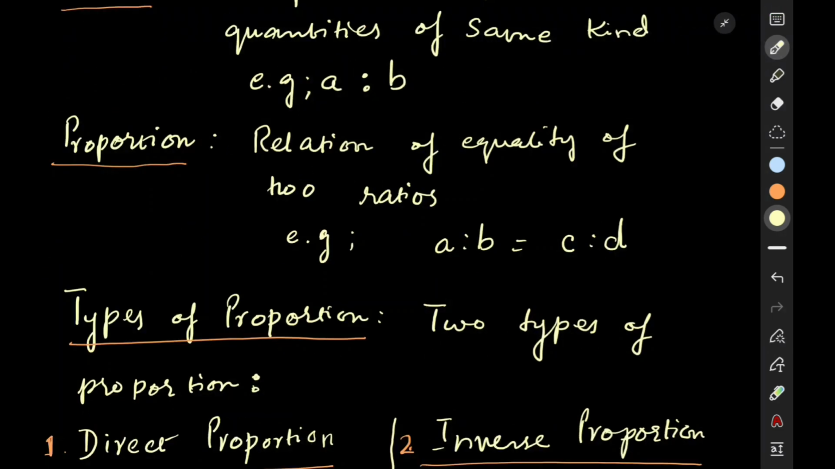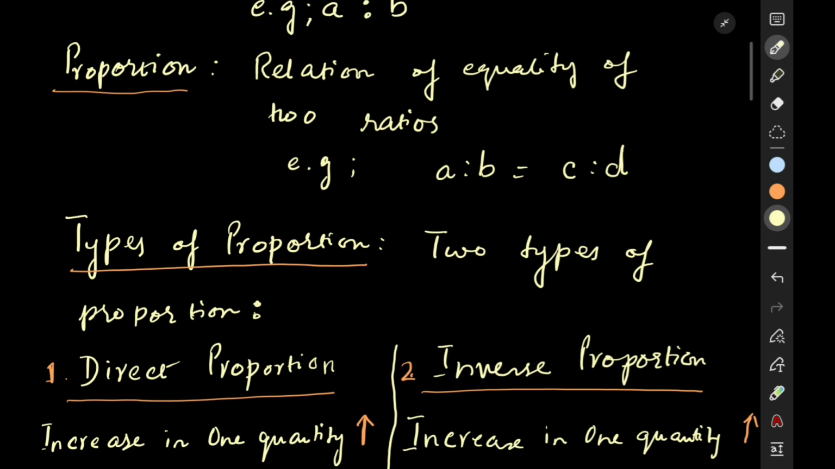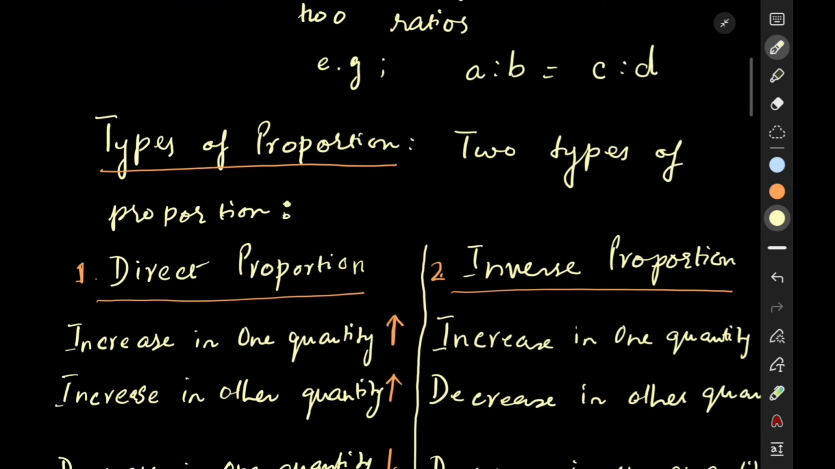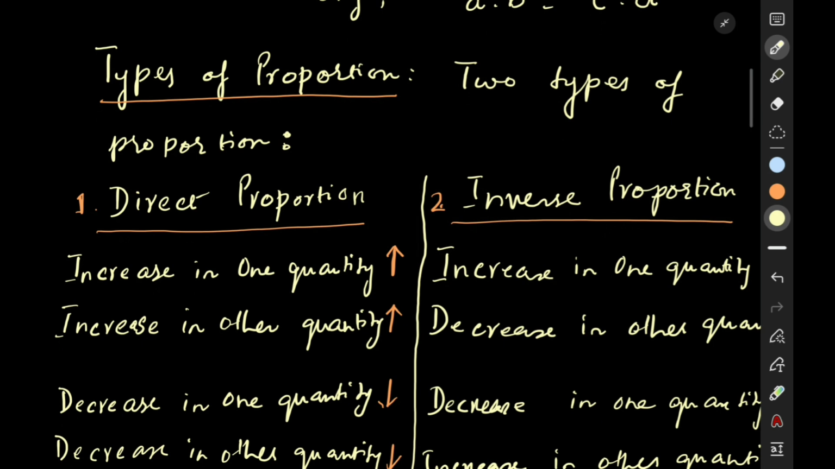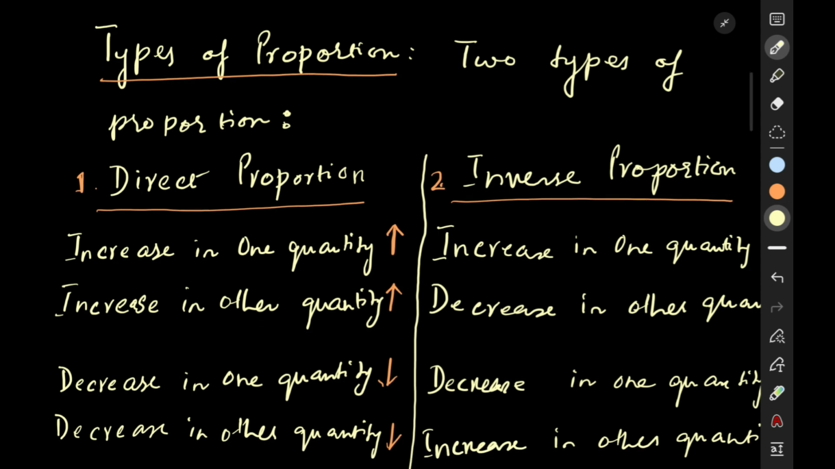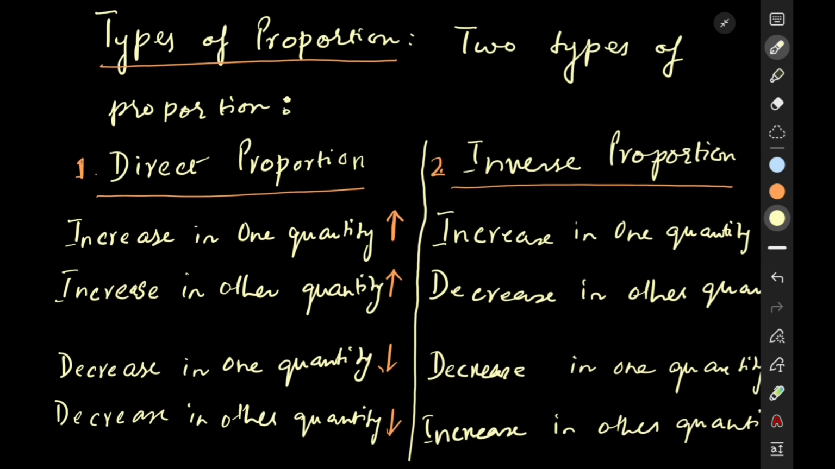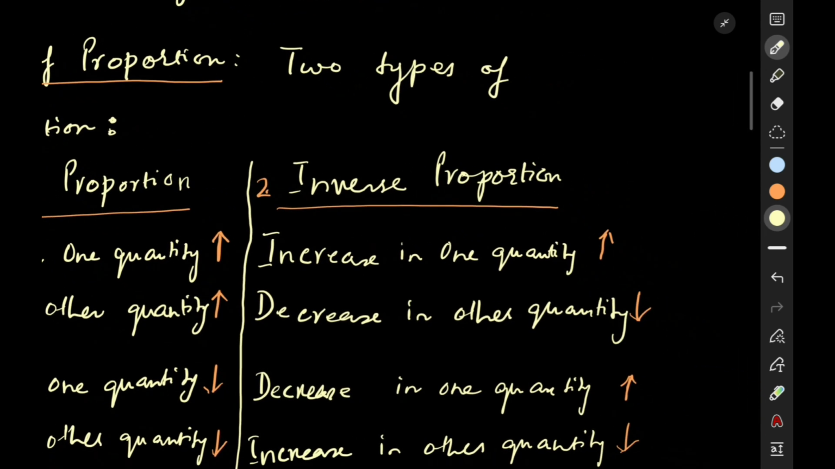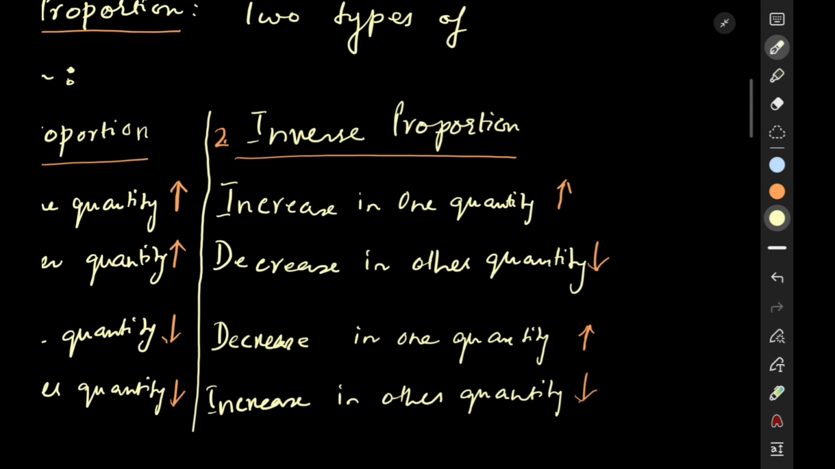There are two types of proportions, direct proportion and inverse proportion. First, the direct proportion. In direct proportion, if one quantity is increased, the other quantity is also increased. Or we can say if one quantity is decreased, the other quantity is also decreased. And in inverse proportion, if one quantity is increased, the other quantity is decreased. And you can say the decrease in one quantity will increase the other quantity.